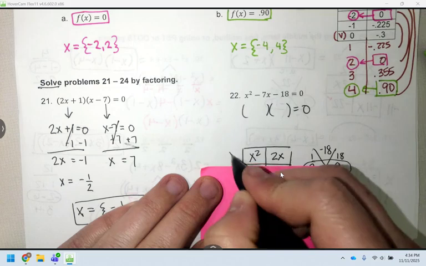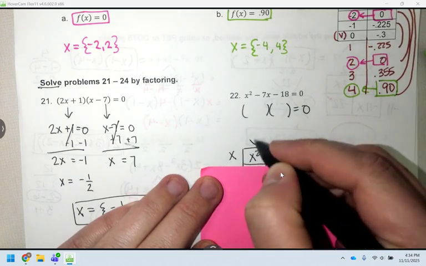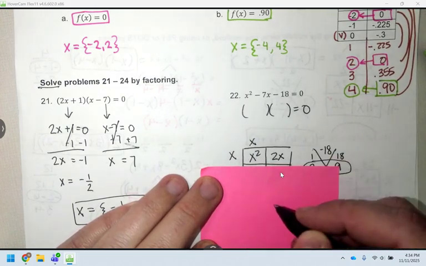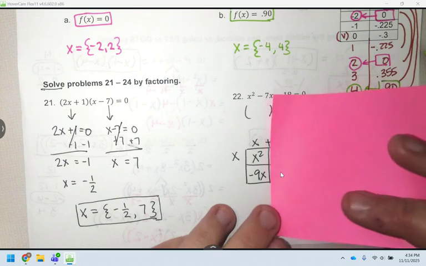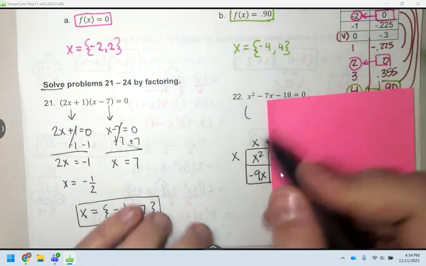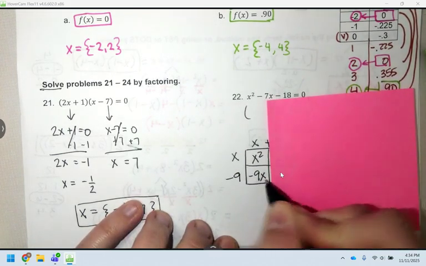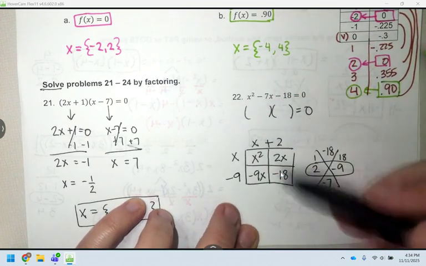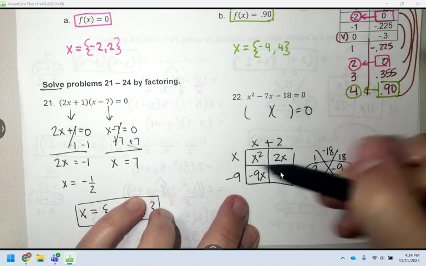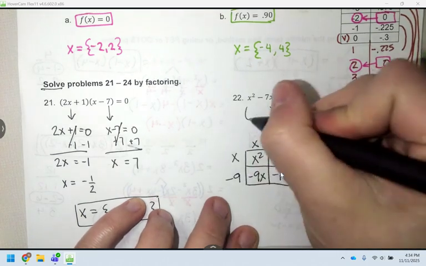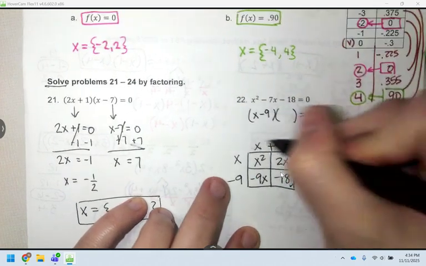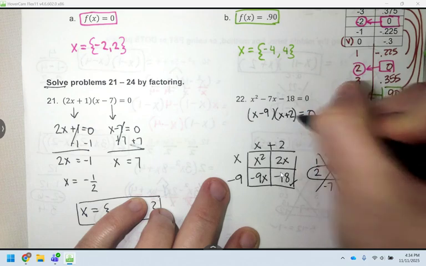Common factor is just an x. X times x is x squared. X times 2 is 2x. X times a negative 9 gives us a negative 9x. Double check. 2 times a negative 9 is a negative 18. Okay, so this becomes x minus 9 and x plus 2.